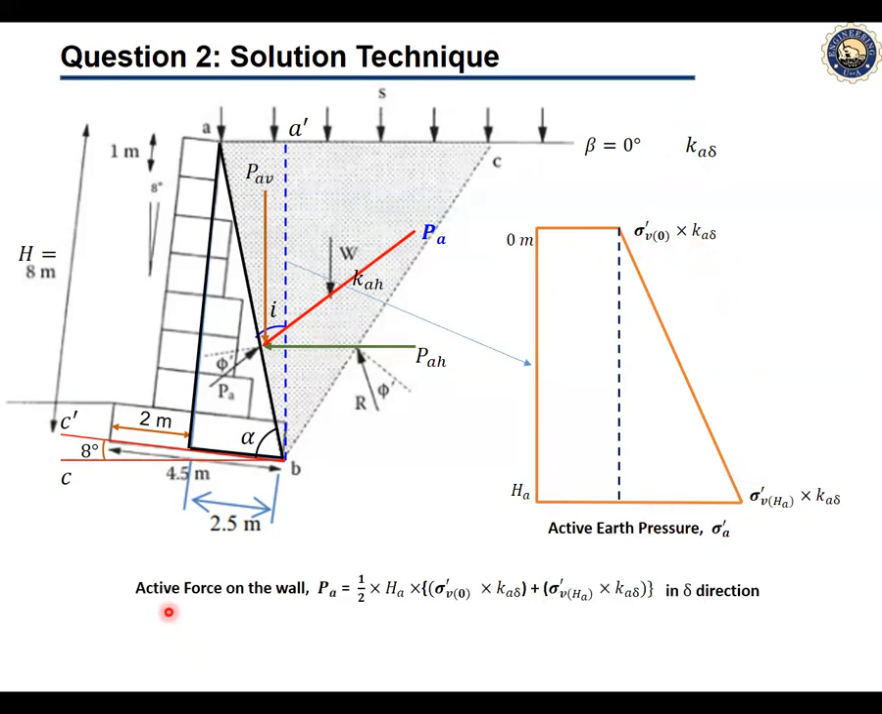Finally, we can use this formula for the active force on the wall: PA times half of HA times the value here and here, which is basically the area of this trapezoid. This will give us the active force per unit length in the delta direction. So that is what was asked in our question. So that's all for question 2. Thank you.